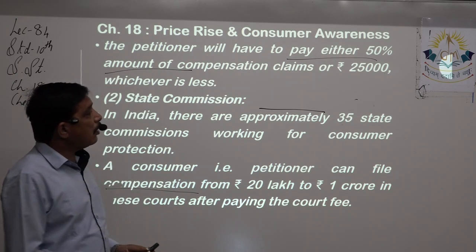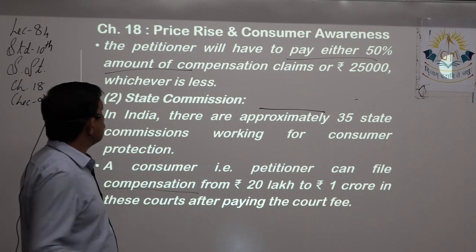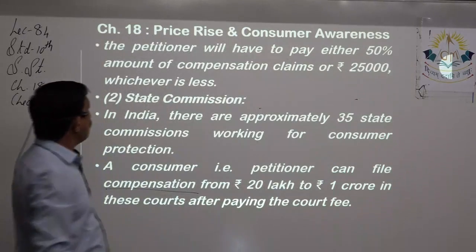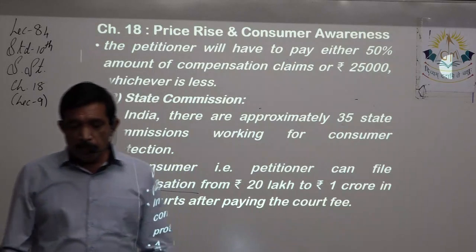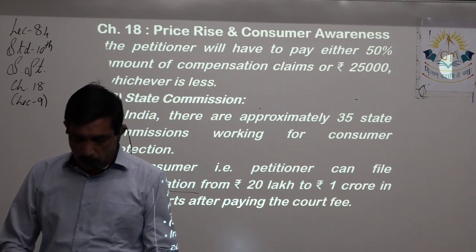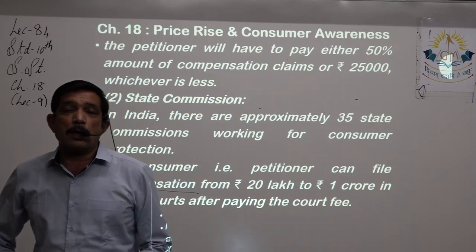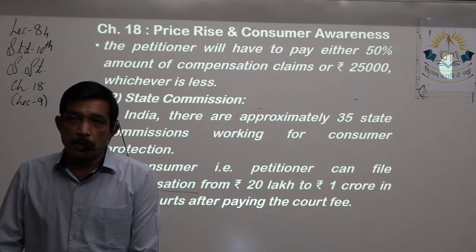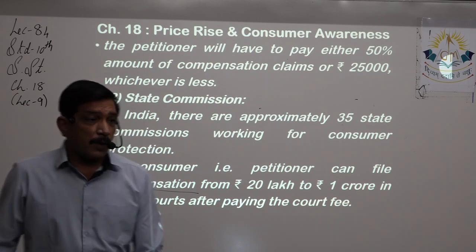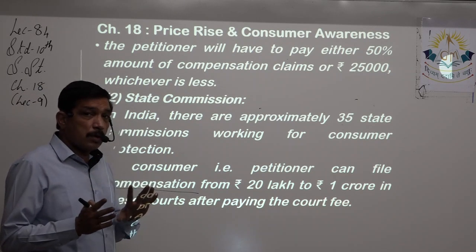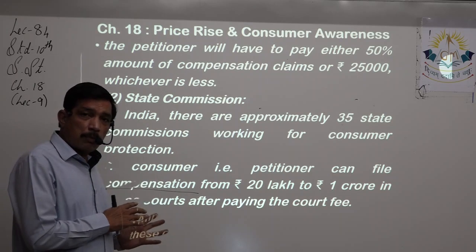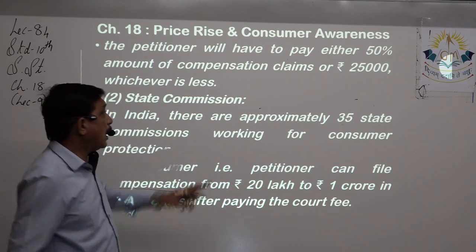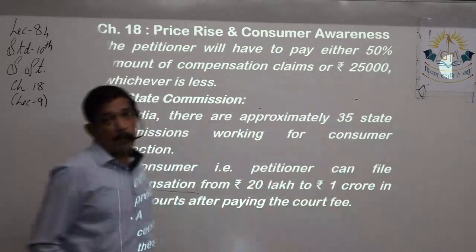Before taking the case to the state level, the petitioner will have to pay either 50% of the compensation claim or 25,000 rupees, whichever is less. When he goes to the state level, right? Because expenses occur in this. So whatever amount he is claiming, 50% of it, but it should not be more than 25,000. If the amount is less then it's okay, but that 50% should not go above 25,000.